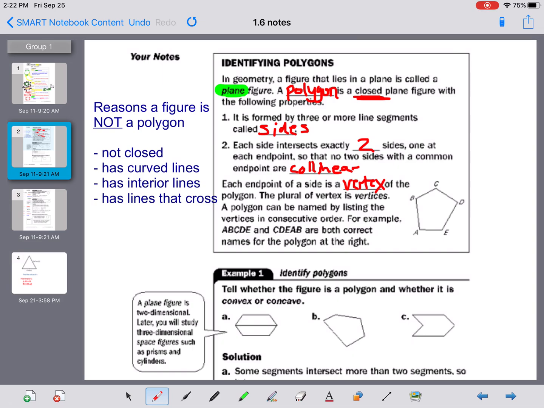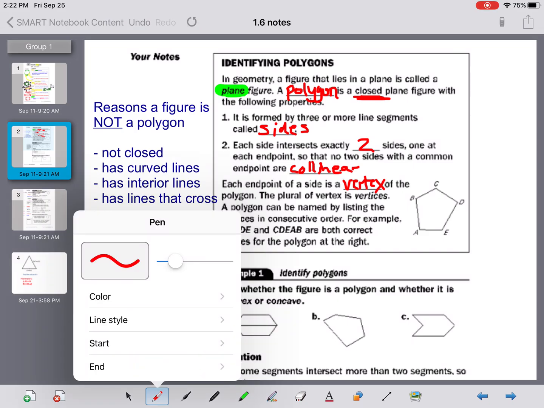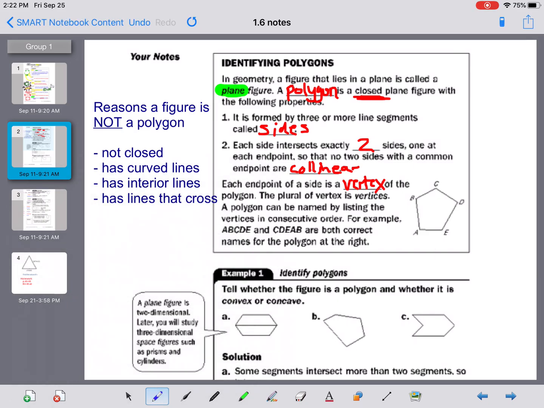So in the margin, I gave you a list of reasons a figure is not a polygon. One thing is maybe it's not closed. Well, what would that look like? Okay, so I'm going to give you more examples. If I see a figure like this and they just stop the drawing, they didn't close the figure, so it can't be a polygon, because when you think about a plane going on and on and on forever, this could keep going on and on forever in parts of it because I didn't close it off. So it's not closed, it's not a polygon.